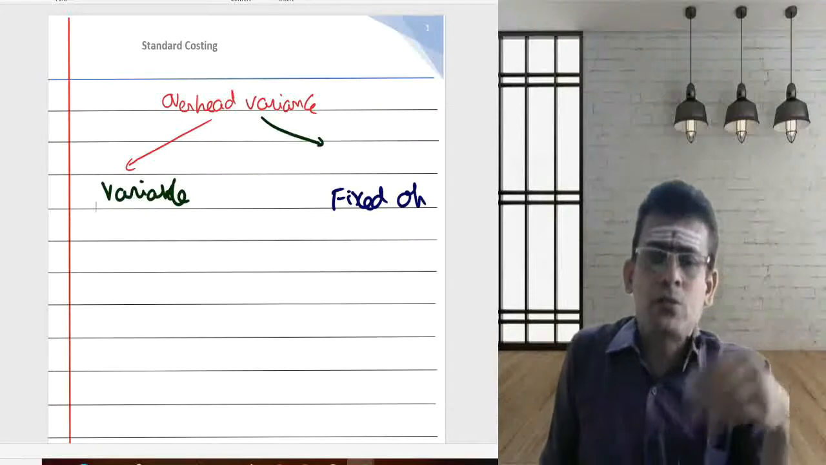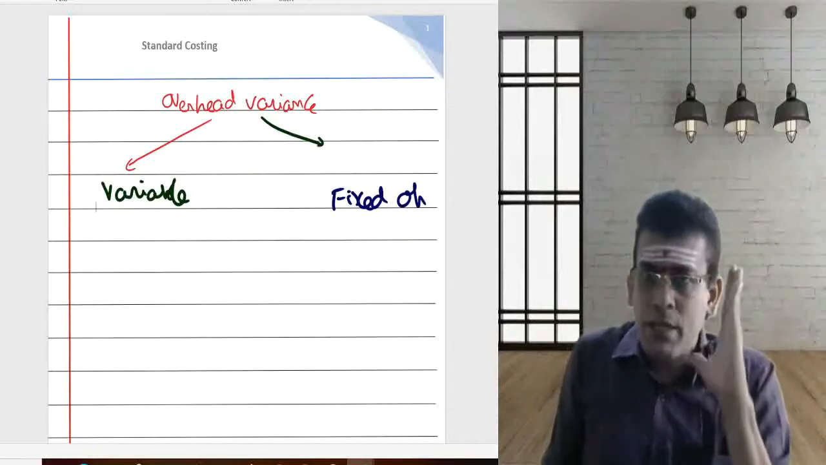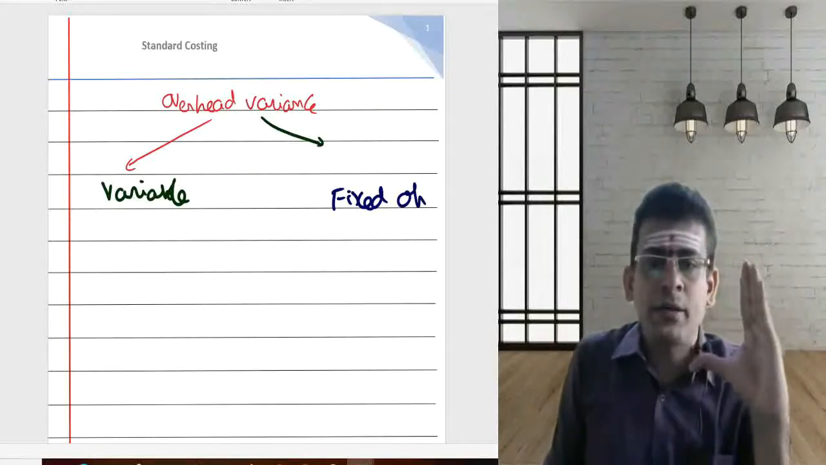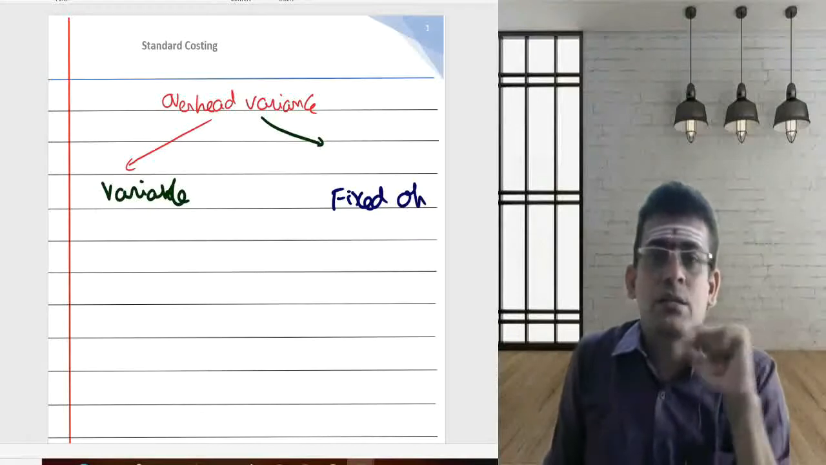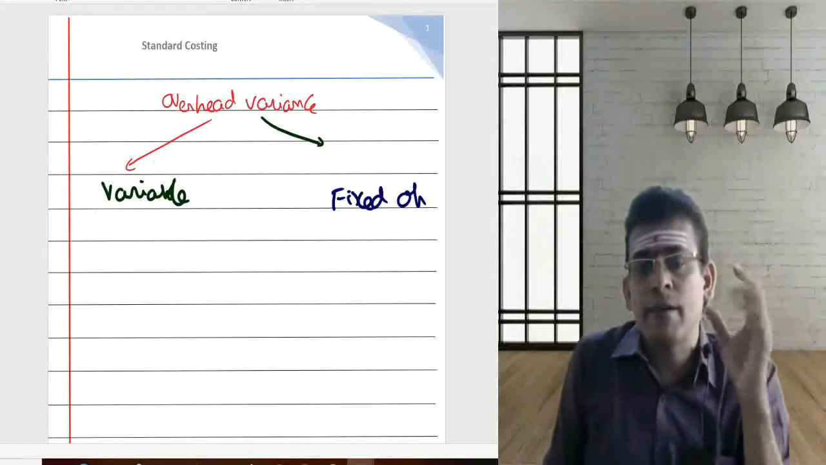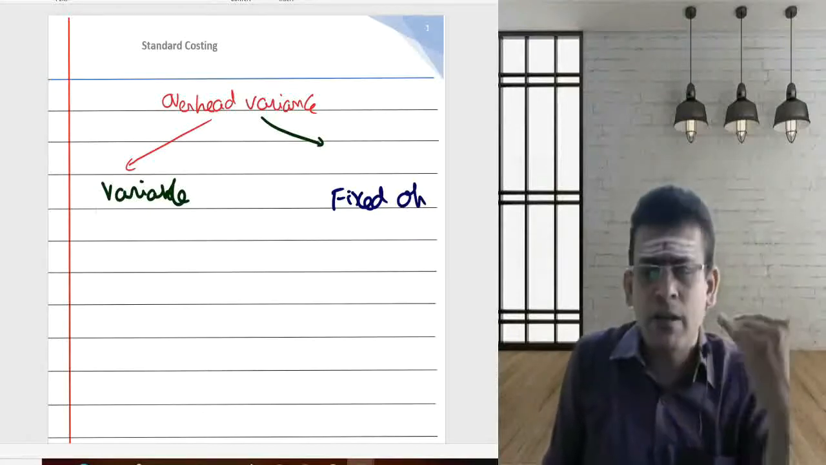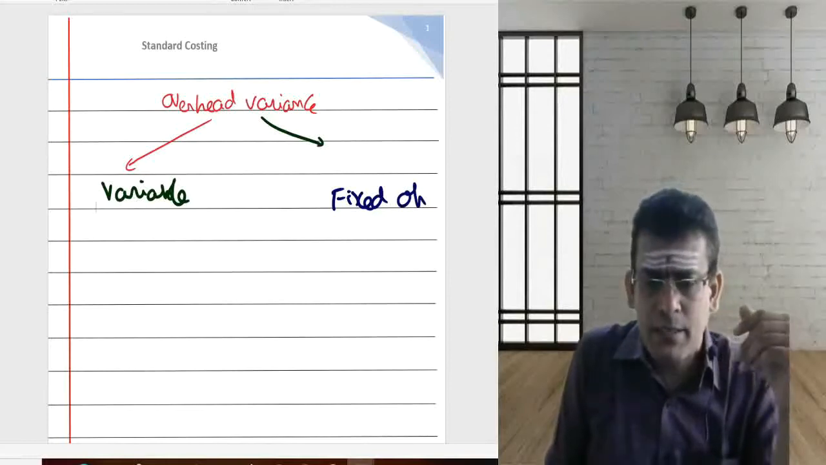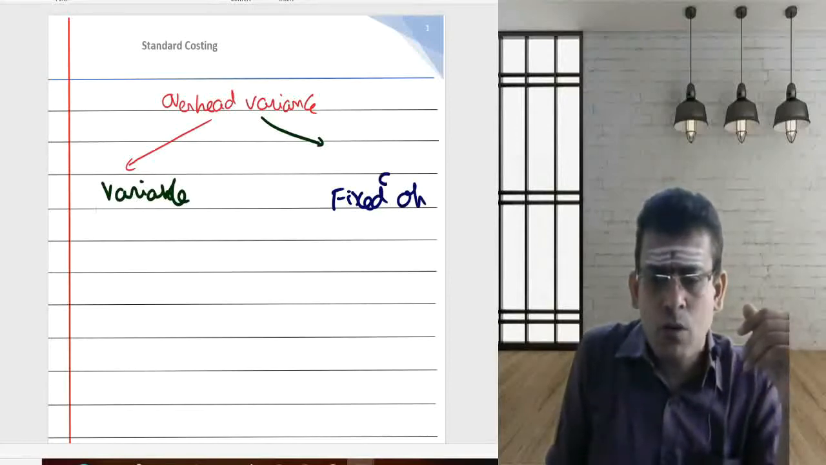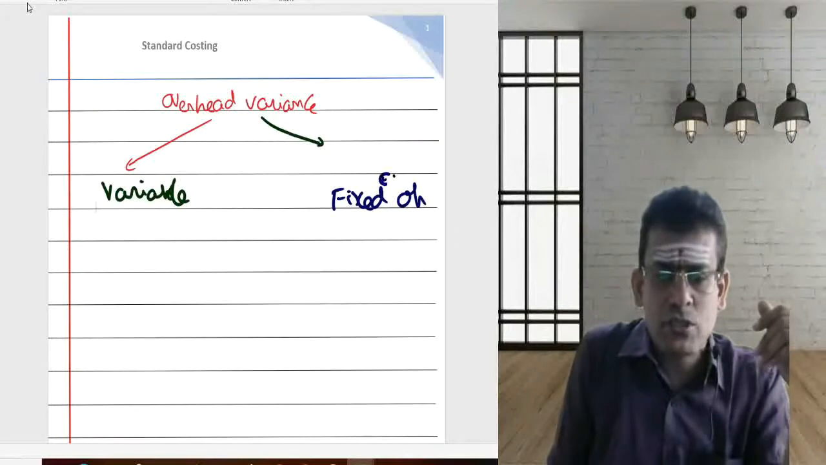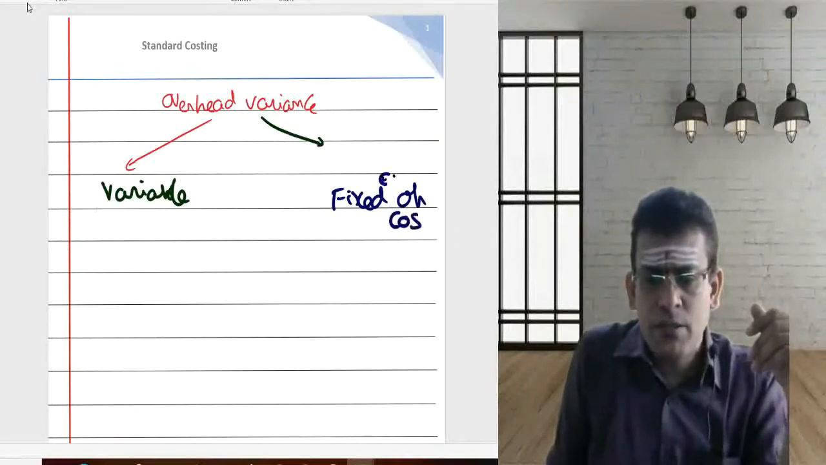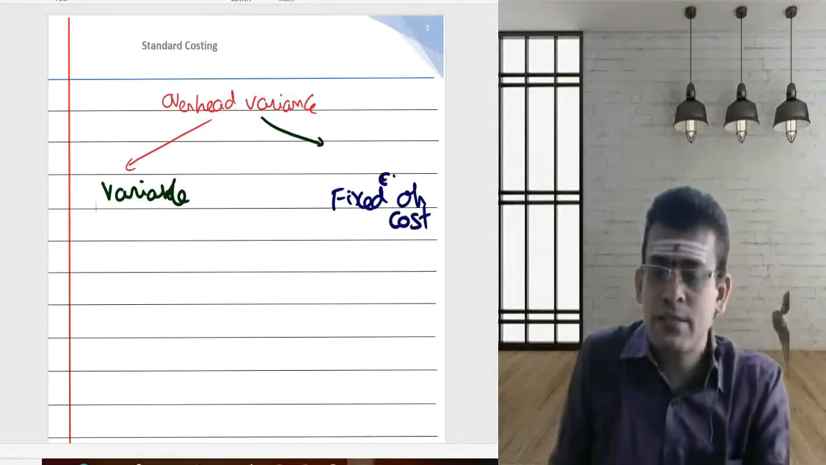We'll get into them one by one. What is the most important thing I need to calculate to understand this? How do I understand all the variances of my fixed overhead? We will get into that one by one. So as I said, the first one is the fixed overhead cost variance.